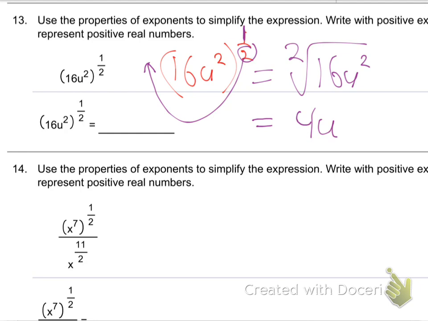All right, let's try number 14. What are we going to do on 14? Oh, something difficult.